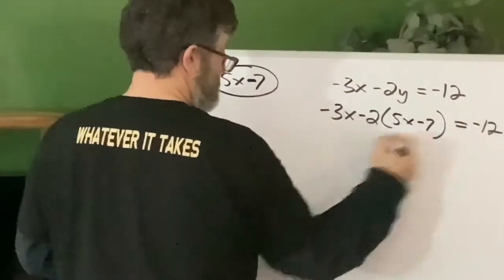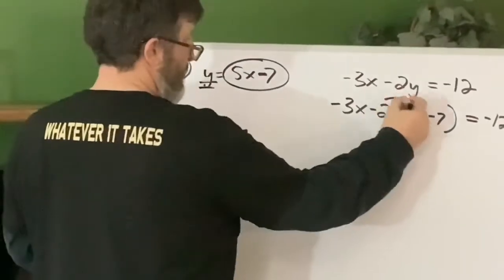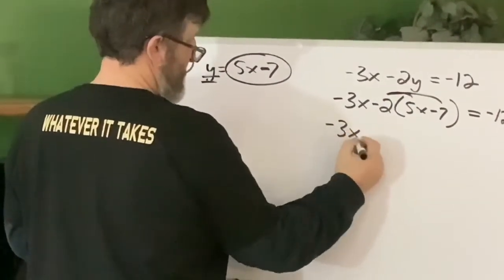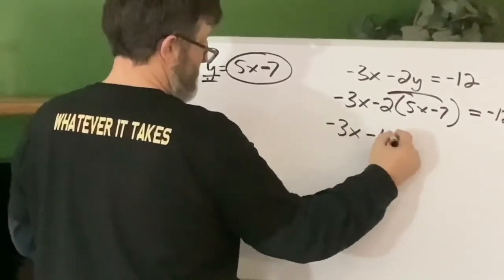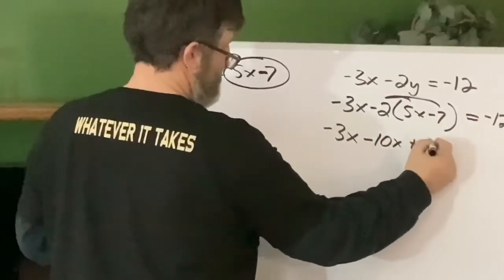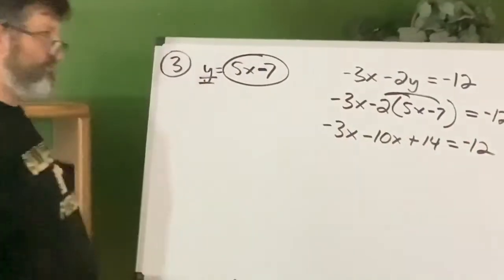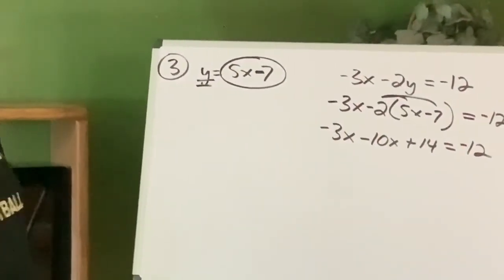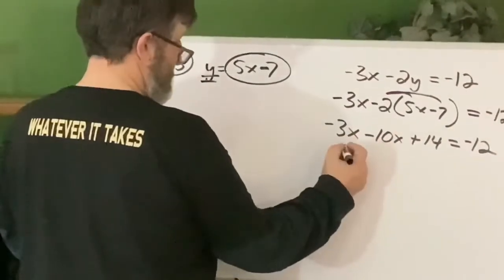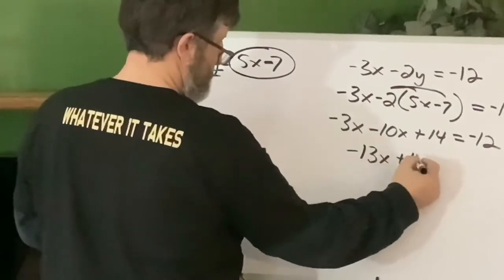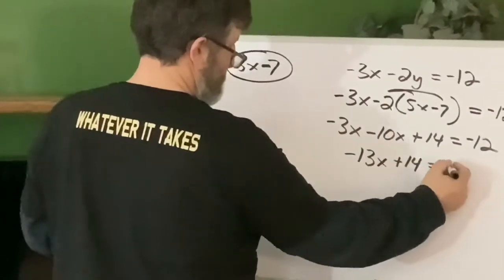5x minus 7. Distributive property. -3x minus 10x plus 14 equals -12. Okay, -3x and a -10x is a -13x plus 14 equals -12.